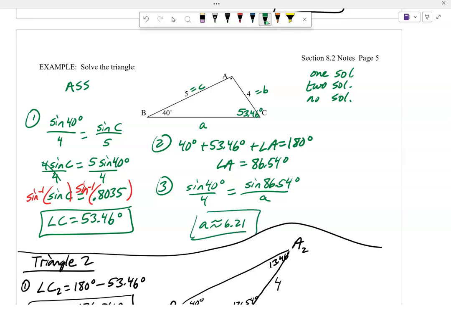And that should be good. That's quite a few scenarios. Hopefully that helps you guys get started on this assignment, Law of Sines.